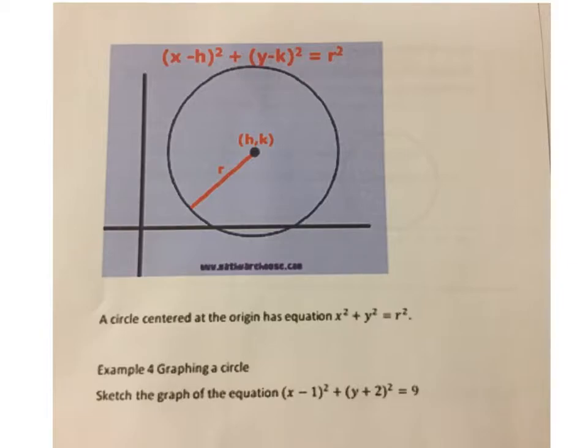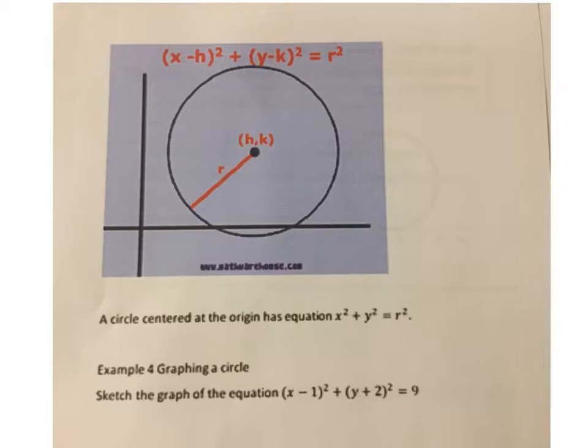Okay, so here on our circle, the equation for a circle is x minus h squared plus y minus k squared equals r squared. Well, what does that look similar to again? Pythagorean theorem, okay? Same looking thing. Distance formula, Pythagorean theorem. It's the same. It's derived from the same thing.